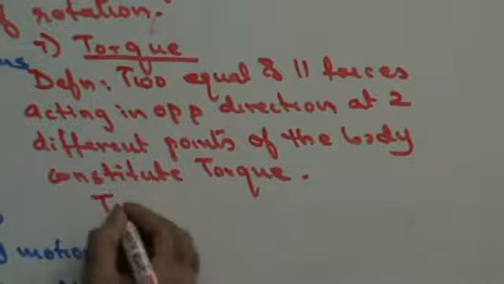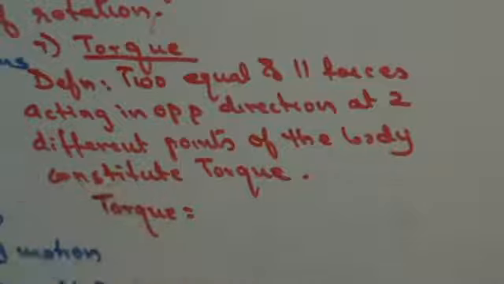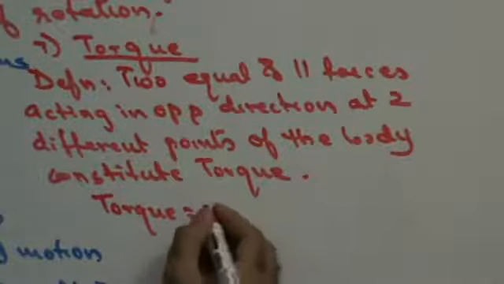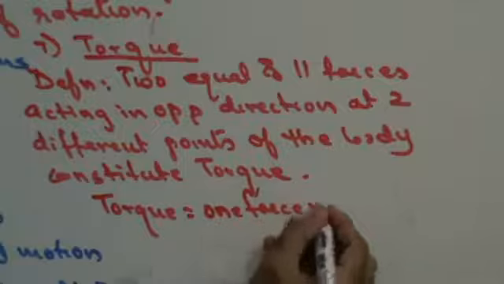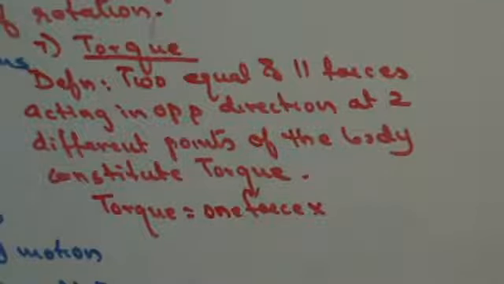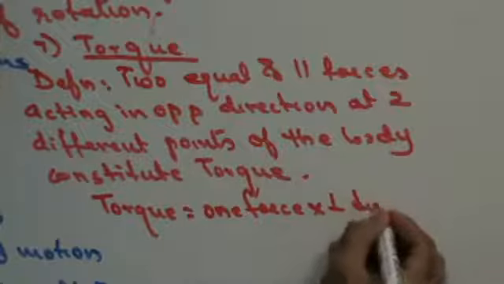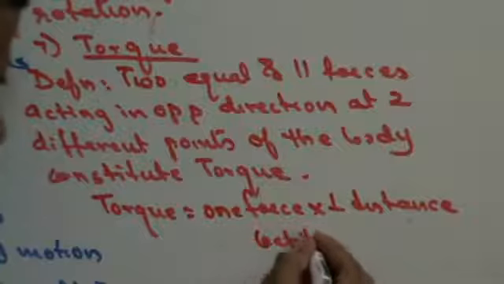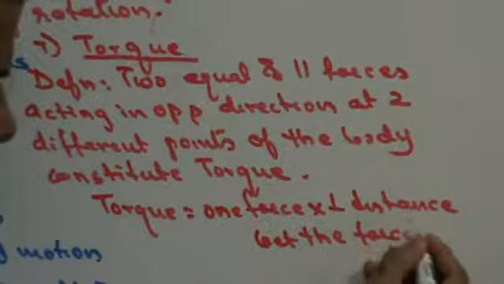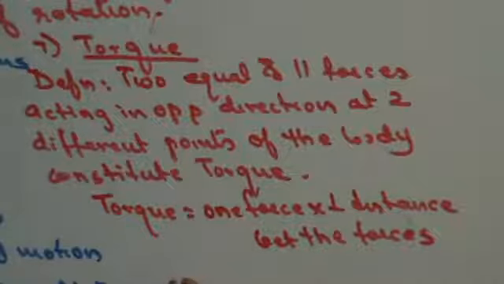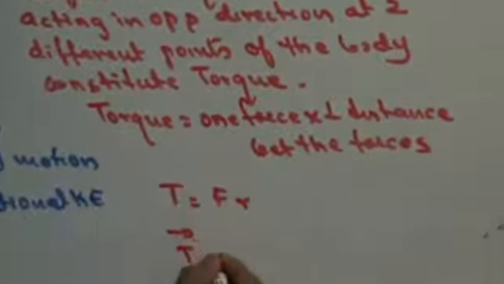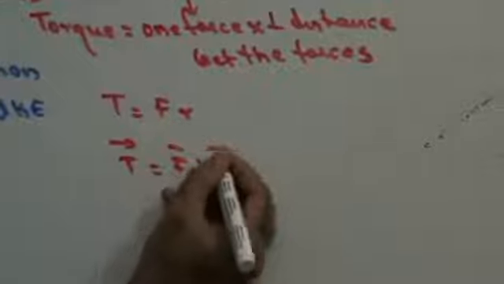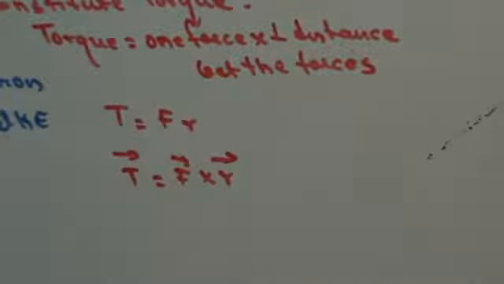So thus, torque is defined as the product of any one force multiplied by the perpendicular distance between the forces. Therefore, I can say torque is F R. Right? In vector form, I can say torque is equal to F vector cross R vector. That will be the vector notation for torque.